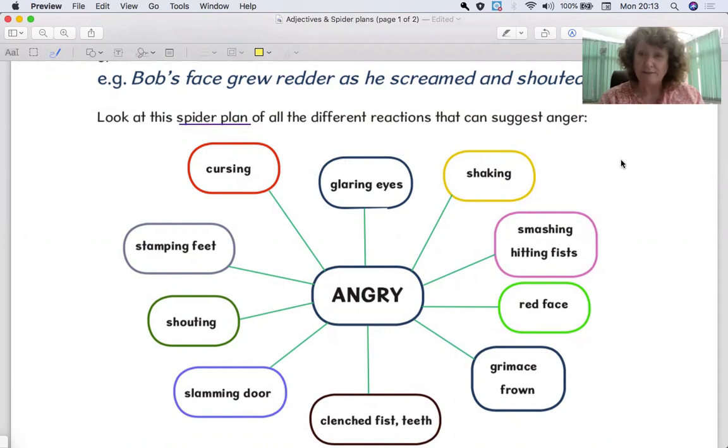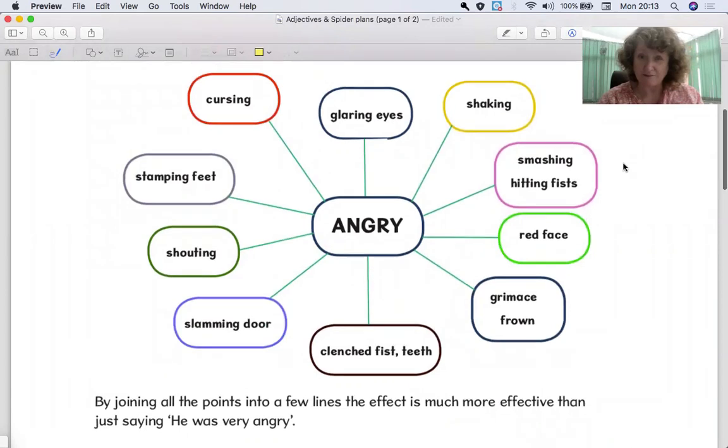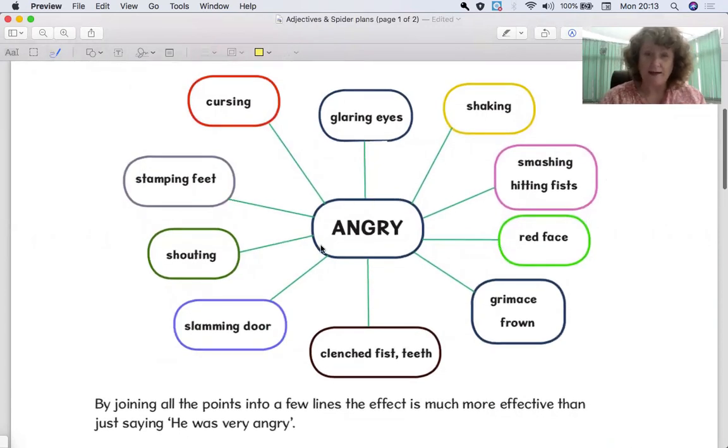So let's make a little spidergram. Well, let's look at this one that we've made already here. It's already on the screen. So we've got the word angry in the middle. So we put the word angry in the middle, and then we think about everything related to being angry. So if someone's angry, they're not calm, obviously. So what would they look like? So we've got an idea here.